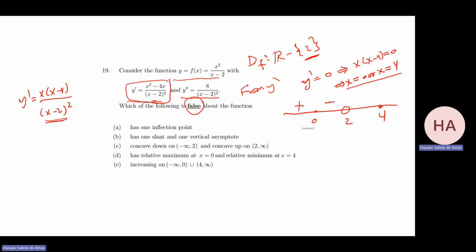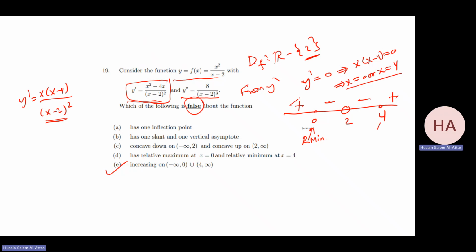Between 2 and 4, take 3. It will be 3 times negative, that will still be negative. More than 4, it will be positive. Okay. So increasing is from minus infinity to 0 and 4 to infinity. So this is correct.